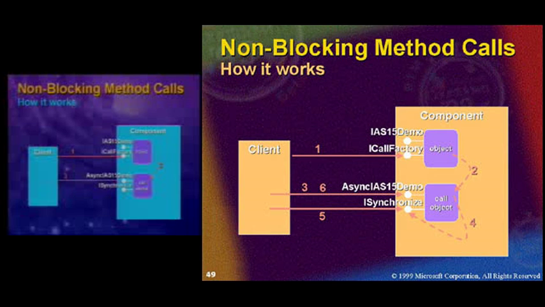Okay, so the call object is going to return an asynchronous interface pointer to the client. Once the client has this interface pointer, it can call the begin method for whatever method it wants to call. When it does that, it can continue on and do its work. The call object is actually going to implement the method. It will reset the synchronization and then start doing its work. And when it's done doing its work, it will signal through the synchronization interface that it is done.